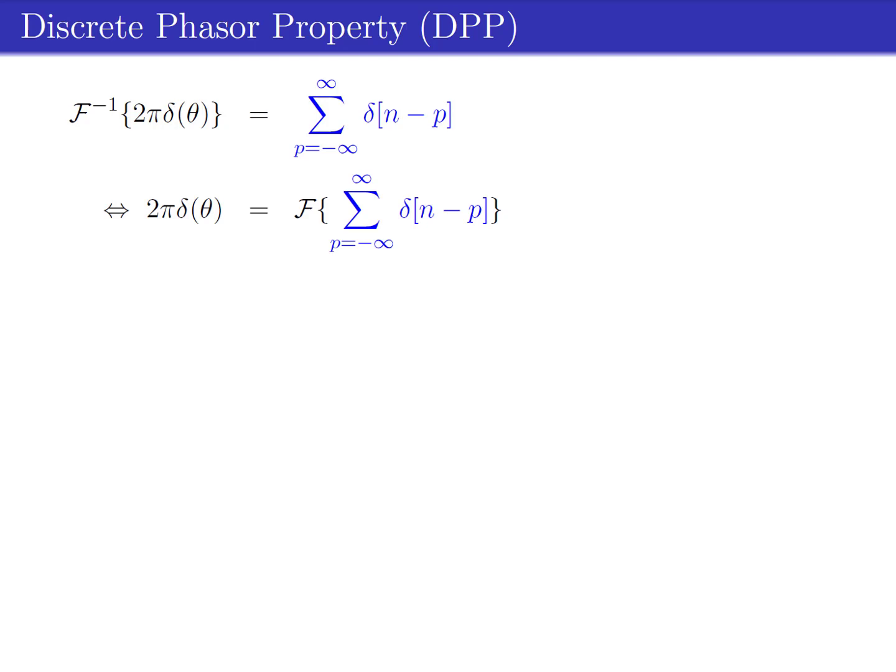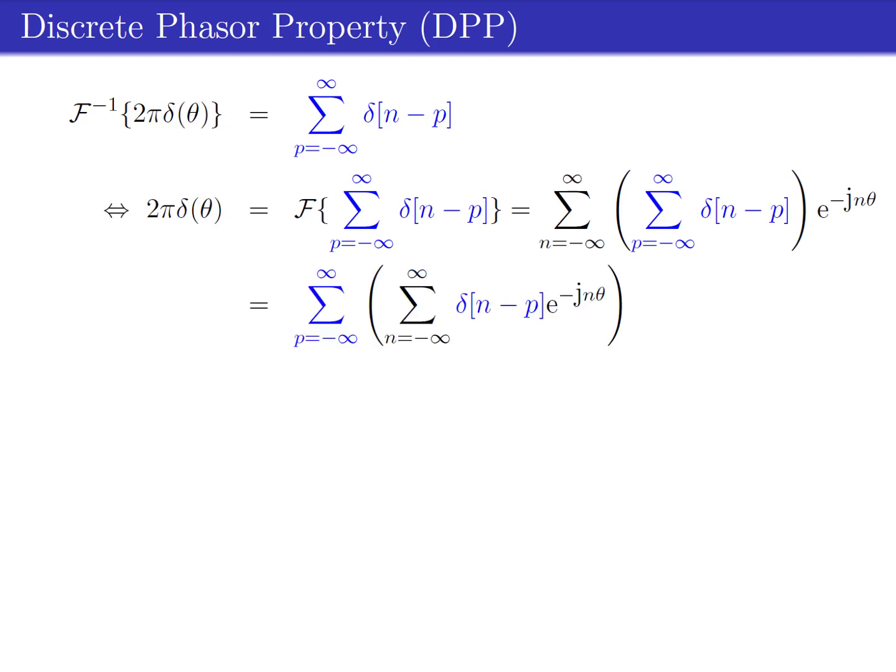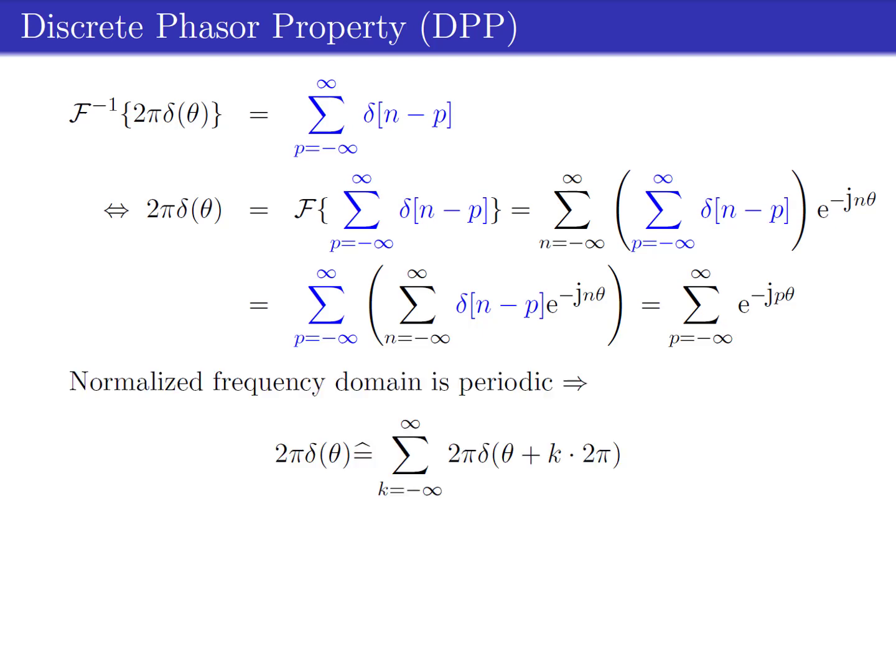The other way around, the function 2π δ(θ) can be obtained by the DTFT of an infinite train of discrete time delta functions, which writes as the given equation from which the summations can be interchanged. The inner summation is always 0 except for the index n is p, which results in the given summation of discrete phasors. As mentioned on the previous slide, because of the periodic behavior of the frequency representation, the delta function 2π δ(θ) represents an infinite train of delta functions.